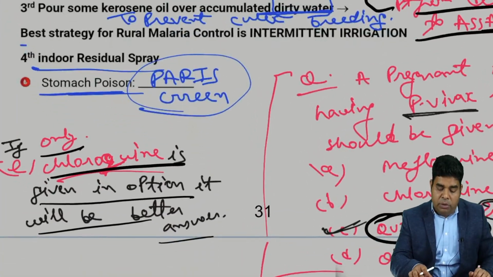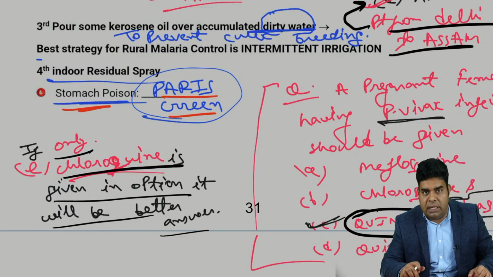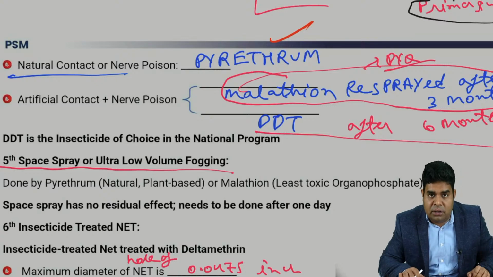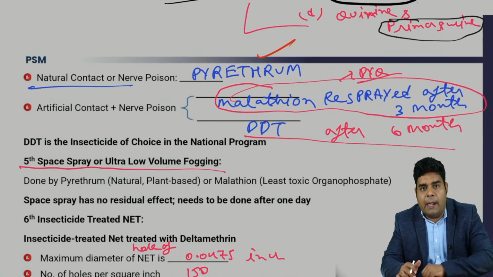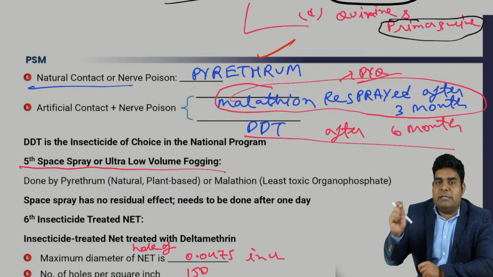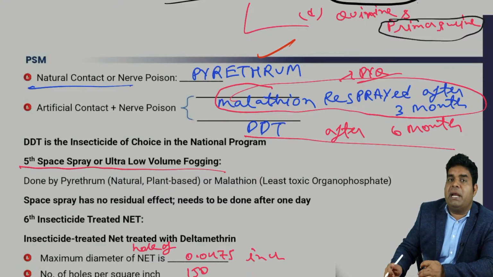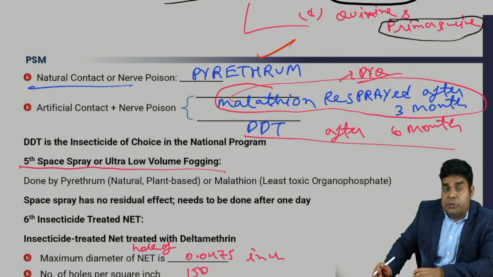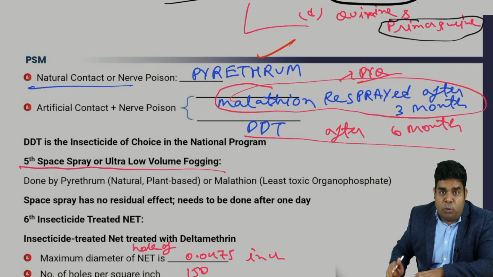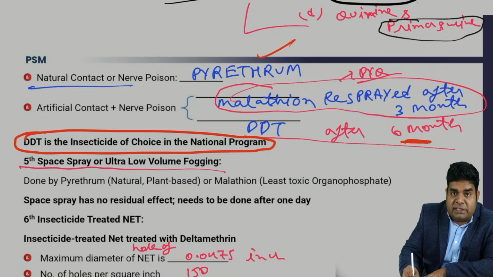If they ask about adult insecticides: one is Paris green, which is known as a stomach poison because it works after going into the stomach. Second is pyrethrum, which is natural. Third are artificial ones, which are malathion or DDT. They have asked in NEET in the past that after how many months will you respray malathion? Answer is 3 months. And after how many months will you respray DDT? Answer is 6 months. This question came in recent UPSC: which is the insecticide of choice in the national program? Insecticide of choice is DDT because DDT needs to be sprayed after 6 months.